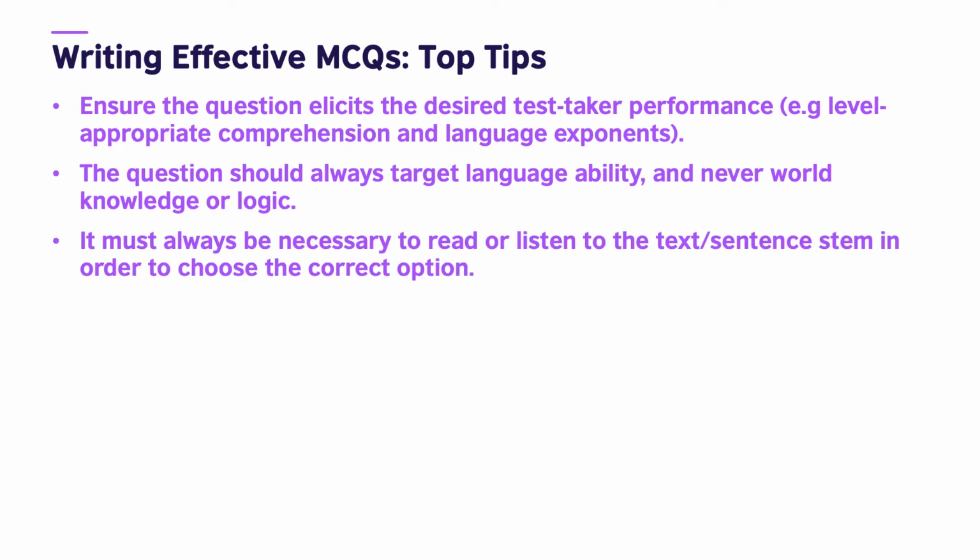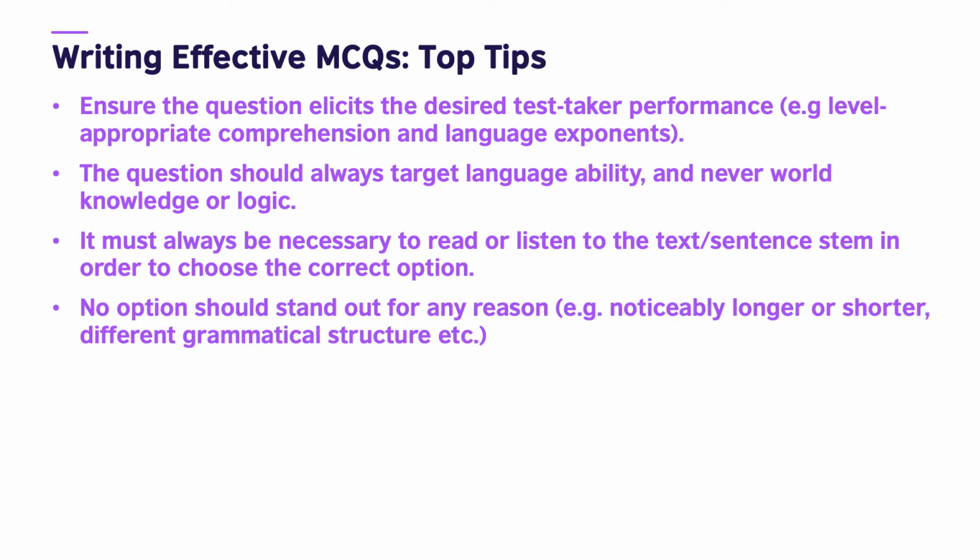Similarly, if it is possible to guess an answer based on pre-existing world knowledge, this is something that would also need revision. In the case of reading and listening, it must always be necessary to read or listen to the text in order to select the correct answer, irrespective of your ability. Similarly, in grammar items, grammatically incorrect options are not permitted, since they can simply be dismissed without actually having read the stem sentence. It is useful to keep the options similar in length and in grammatical structure.